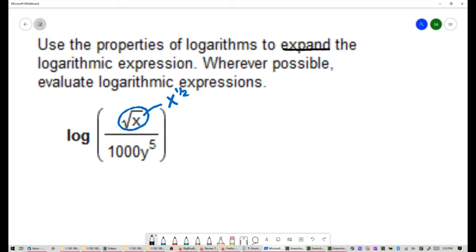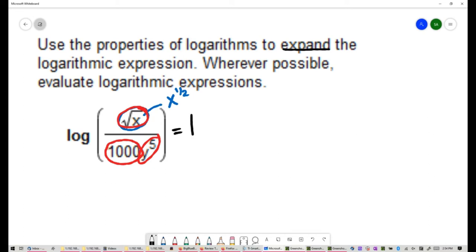And using the product and quotient rule means that you're going to look for factors inside your log, both factors in the numerator and factors in the denominator. So we've got one factor in the numerator of square root of x. In the denominator, we have 1,000 and y to the 5th. So with the product rule and the quotient rule, we're going to be able to expand this into 3 different logarithms for those 3 different factors.